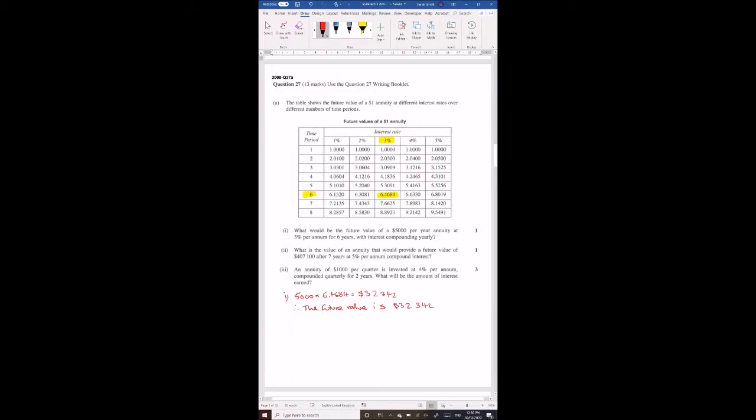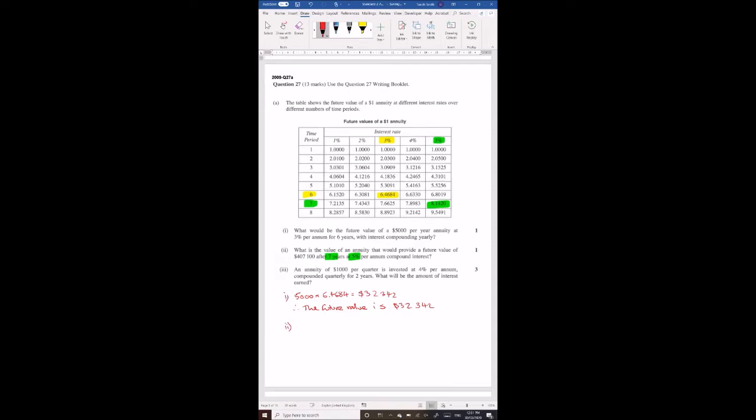is... Okay, in part 2 here, we want to know the value of an annuity that would provide a future value of $407,100 after 7 years at 5% per annum. We've been given the future value, so we need to find out what the annuity is. So this is going to be one of our division problems. We want 7 years, 5% per annum, so we look for our 7, our 5%, and we find our interest factor in our table.